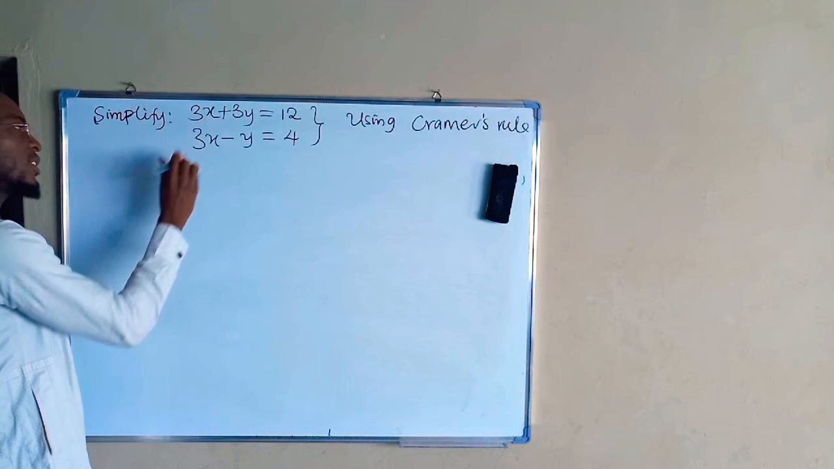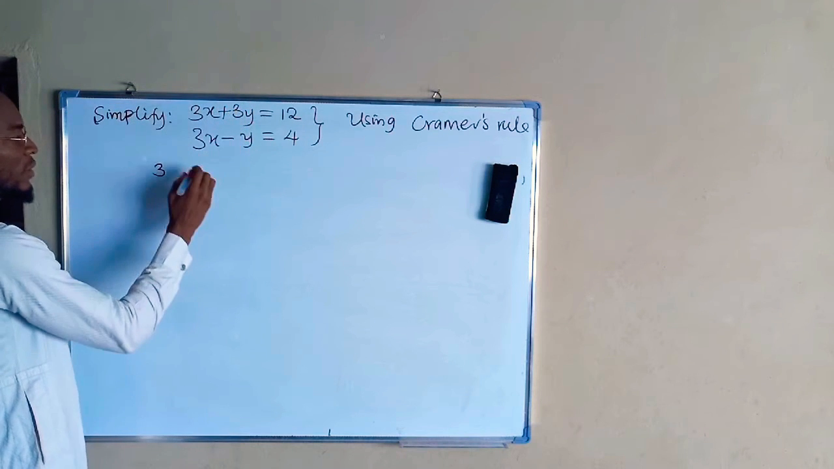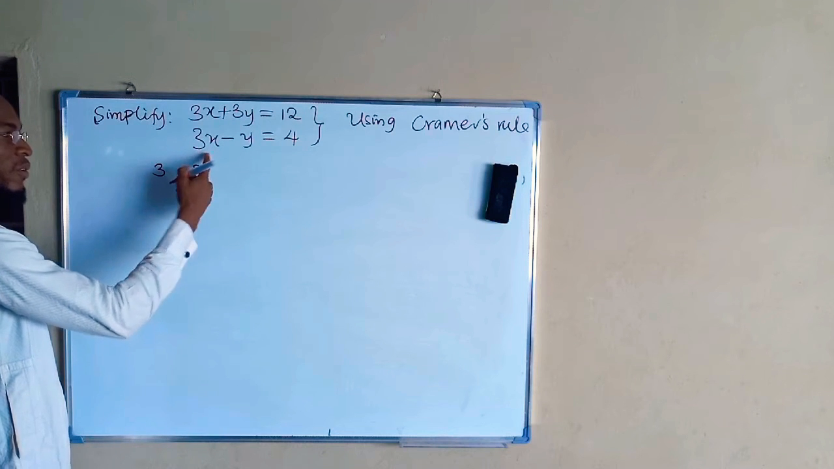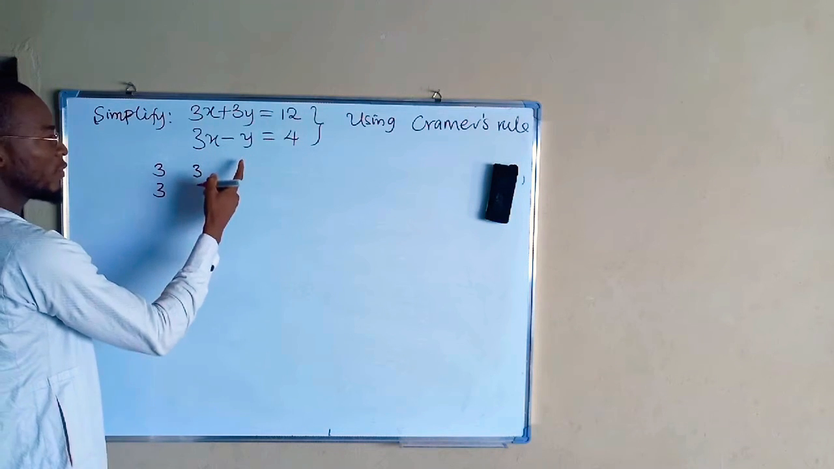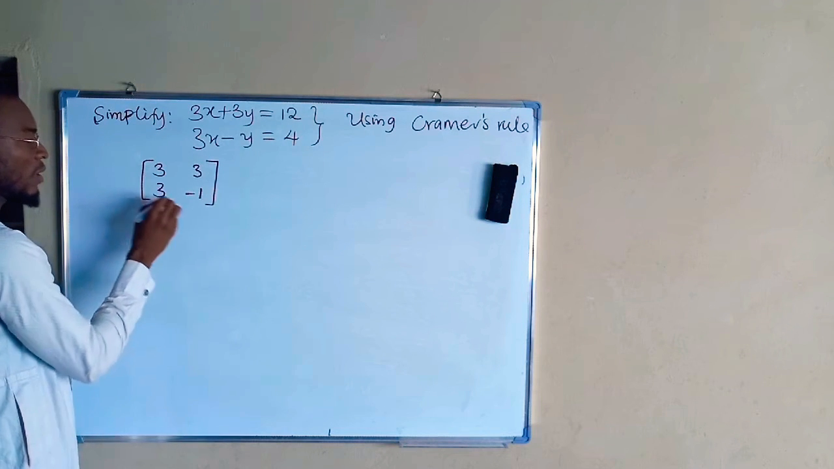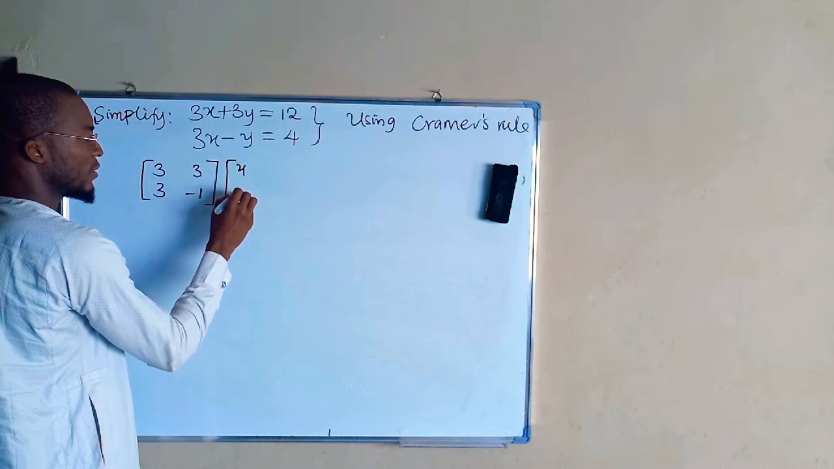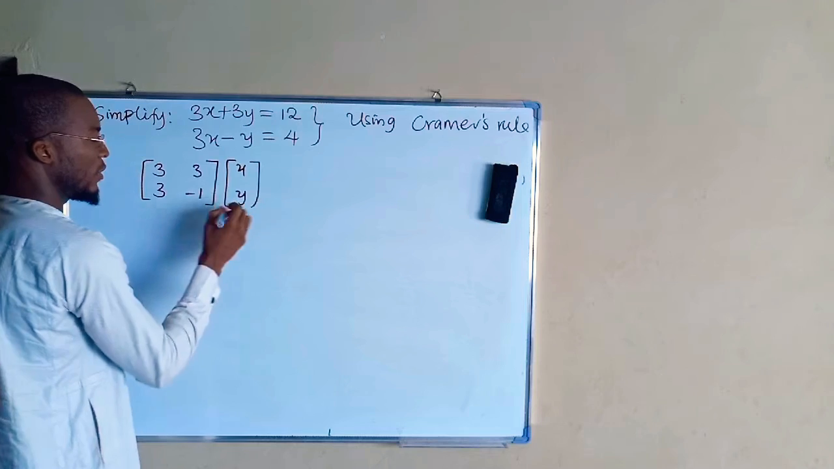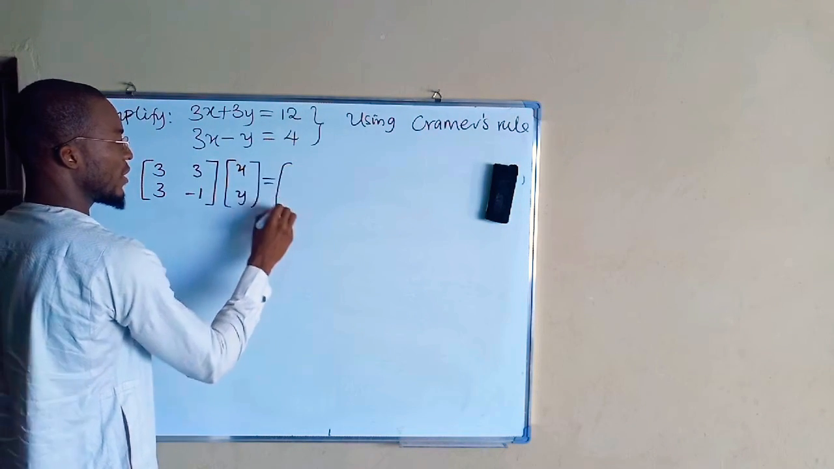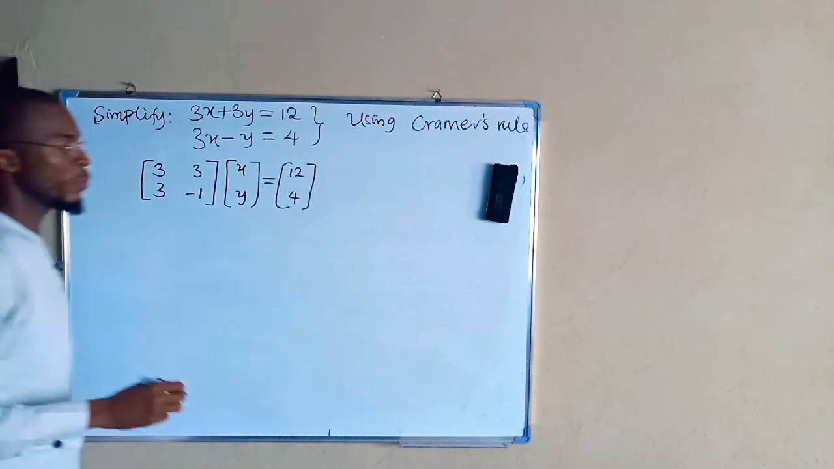For x, the coefficient is 3. For y, in the same equation, 3. Then in the second equation, the coefficient of x is 3, while the coefficient of y is -1. So this is our matrix. If you multiply it by x and y, you still form this particular equation. And this is the same thing as the constant terms, which are 12 and 4.